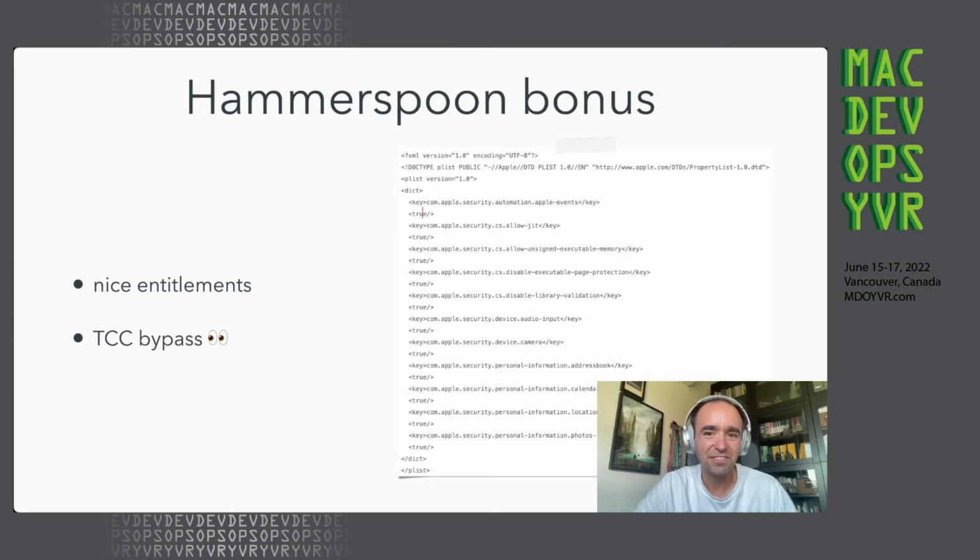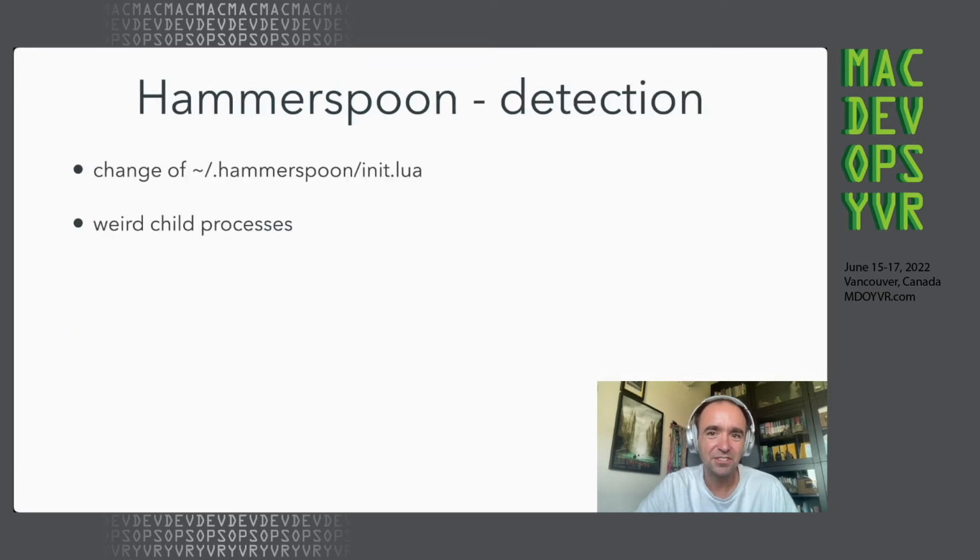Hammerspoon bonus: I think it's also interesting for TCC bypasses because Hammerspoon has many exceptions and potentially the user already provided rights for the application. For example, granting access to camera, microphone, address book, and so on. So if we can execute our script in Hammerspoon, that could be a nice TCC bypass at the same time. Detection, again, just change of the init.lua script, or look for weird child processes of this application.